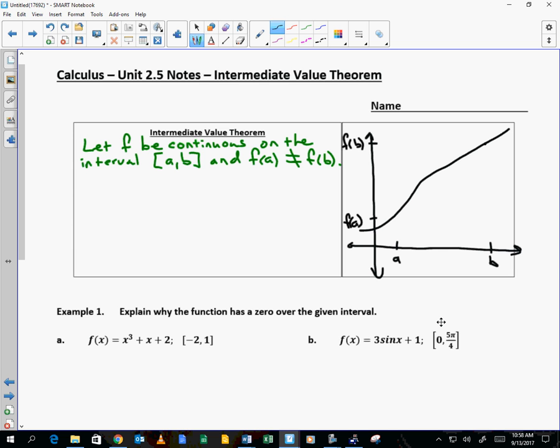So by looking at the function, you can tell that f is continuous. You can see it's defined on the interval from A to B. And you can see that f of A is not the same as f of B, right?